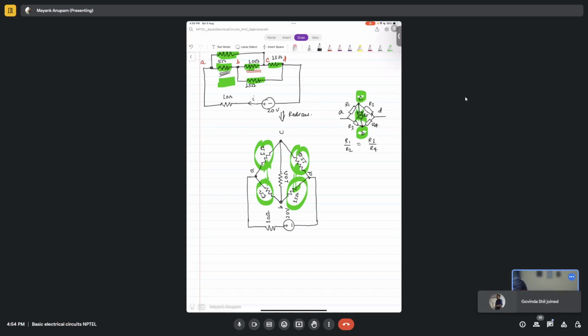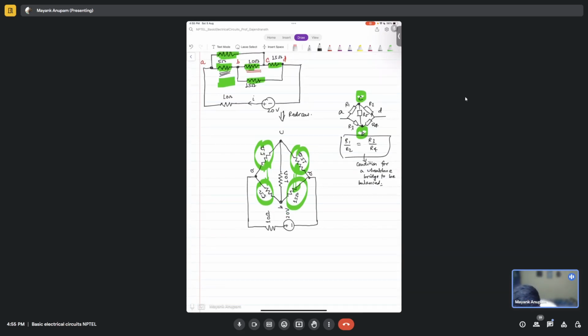Alright, so in that situation, you can also remove this resistance, right? Because there is no current flowing through this, there is no point in keeping this resistance here, because C and D will be at exactly the same potential. Okay, fine. So this is a digression. This is basically the condition for the Wheatstone bridge to be balanced.